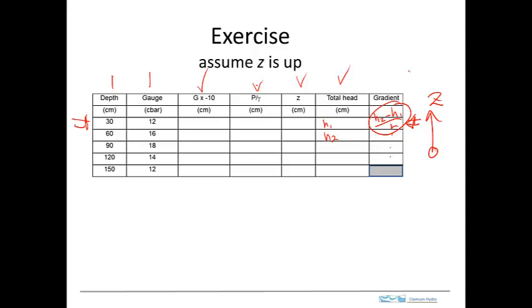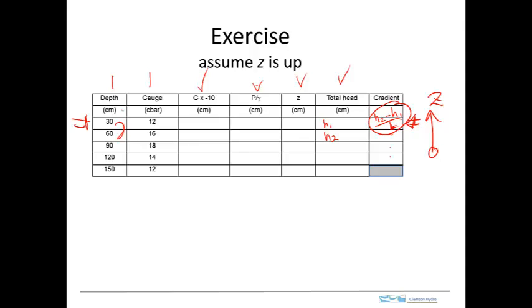We can also just see how it works conceptually as a difference in hydraulic head over a difference in depth, and in this case the L would be the distance between these two tensiometers, which in this case would be 30 centimeters. Okay, so this will allow us to calculate the hydraulic head gradient.